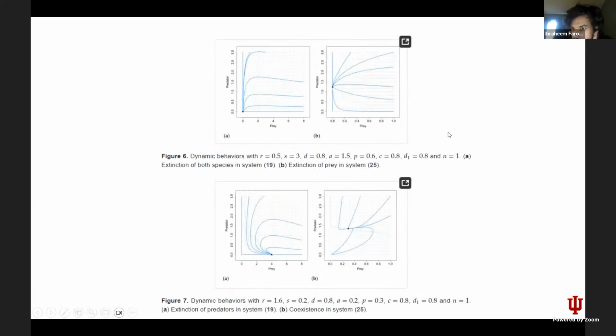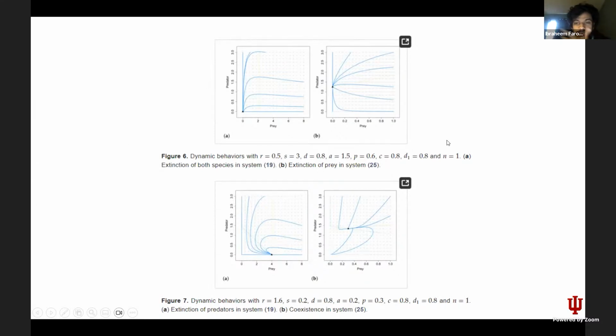Here we're looking at some of the phase plots of different S values. Basically, they assign different parameters to try and identify instances where they could achieve either extinction of both species, extinction of just the predator species, extinction of just the prey species, or some harmonious coexistence in the system.